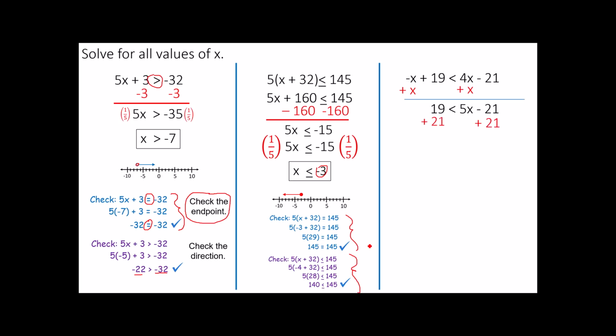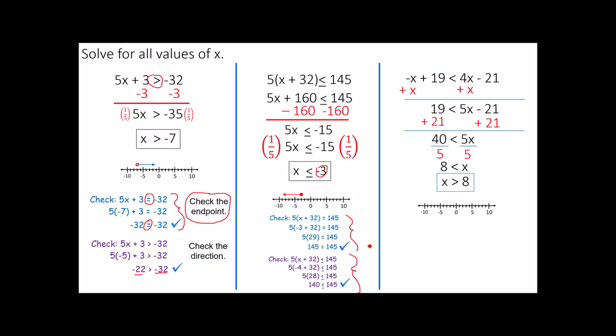I'm then going to add 21 to both sides. I'm then going to divide both sides by 5, and I get 8 is less than x. If 8 is smaller than x, that means x is greater than 8. You will find it's a lot less confusing if you get that x on the left side.